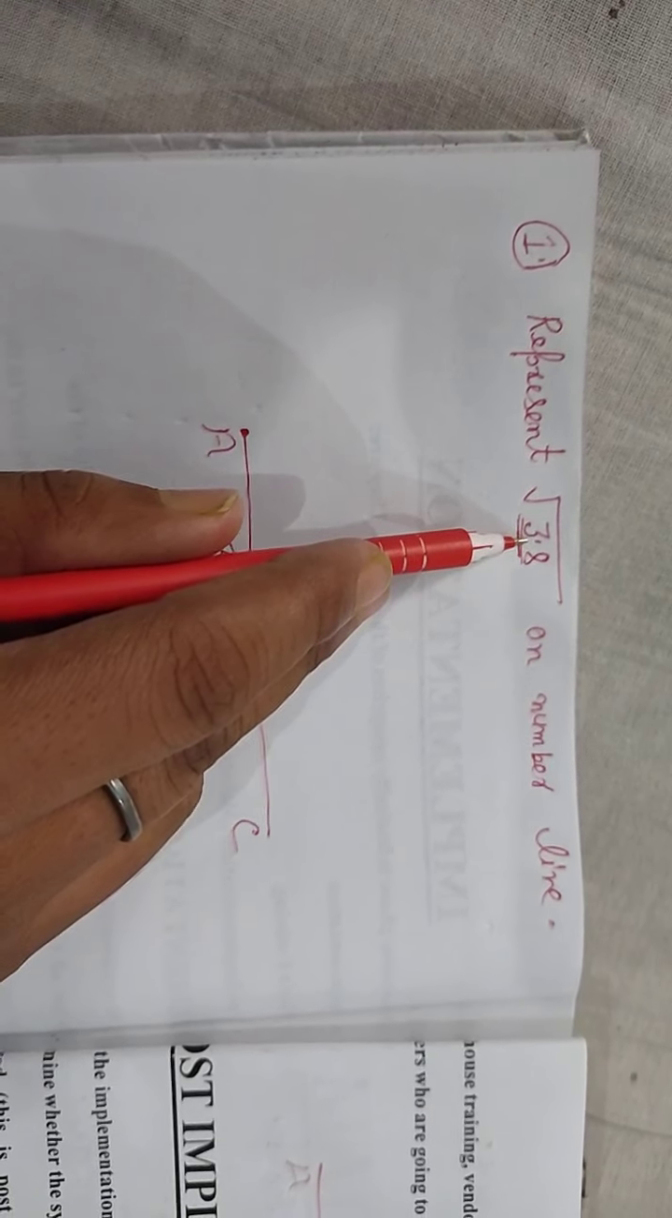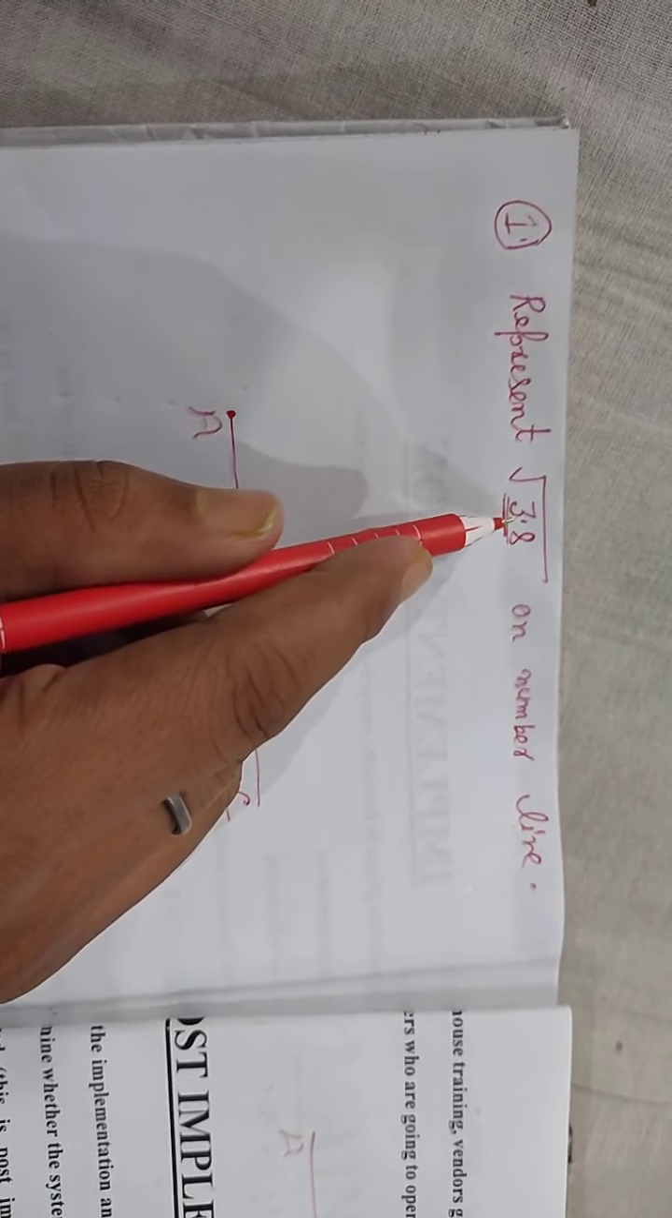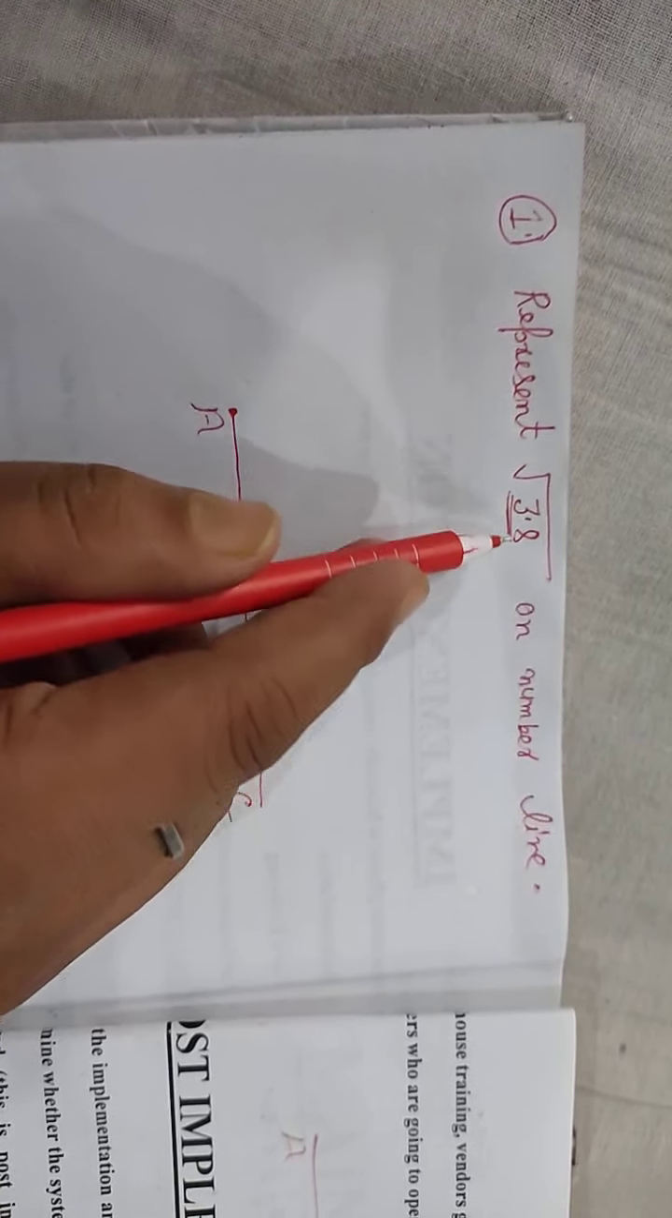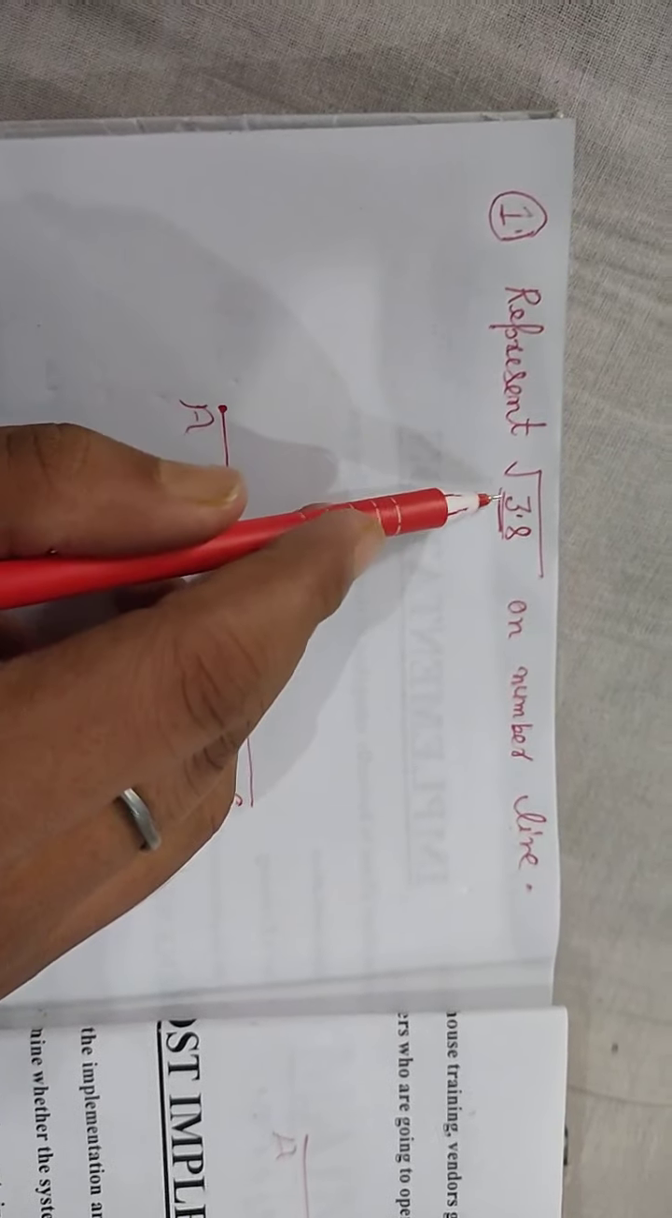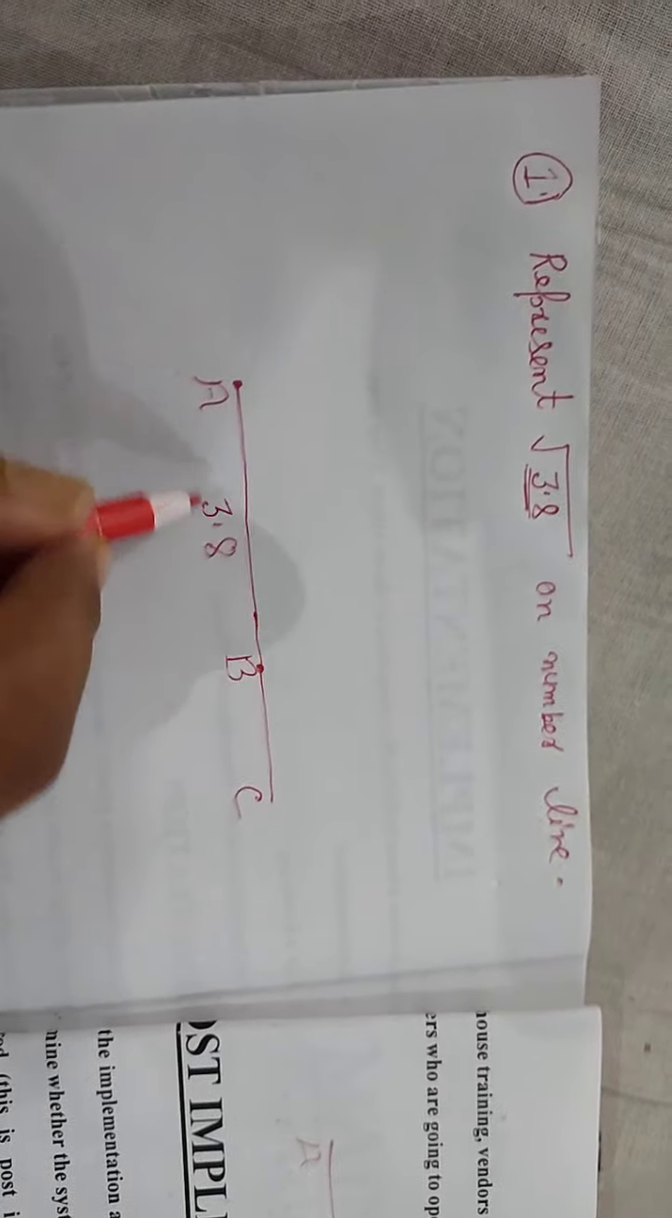Today's topic is to represent under root 3.8 on the number line. Any number which is in the form of a decimal number and is an under root quantity, how will you represent it? So this is the step for that. Here it is under root 3.8.